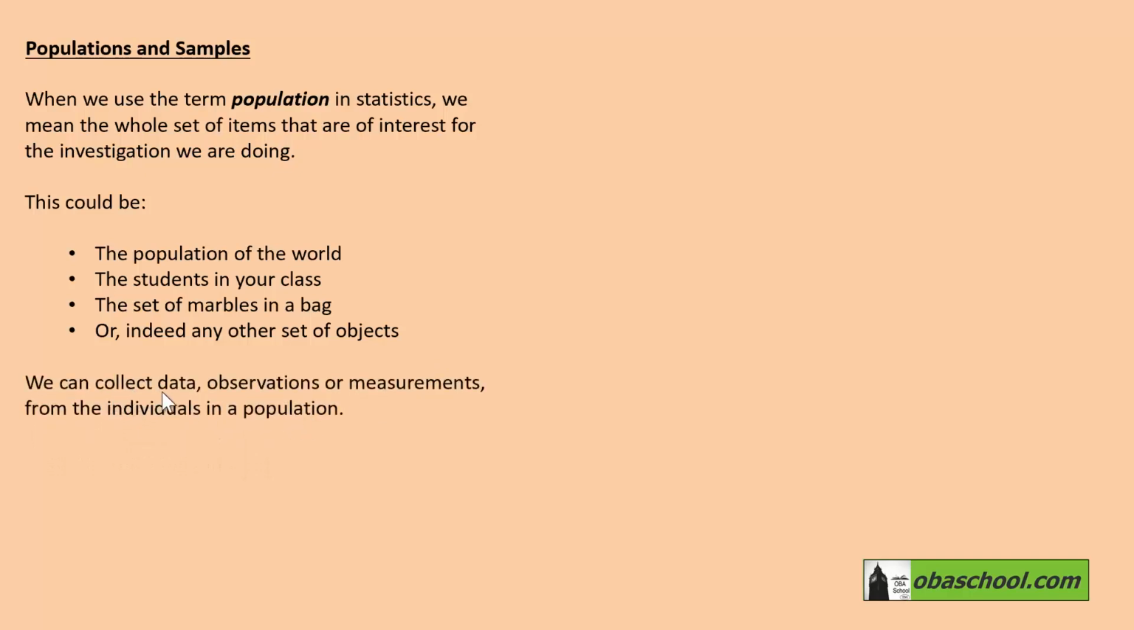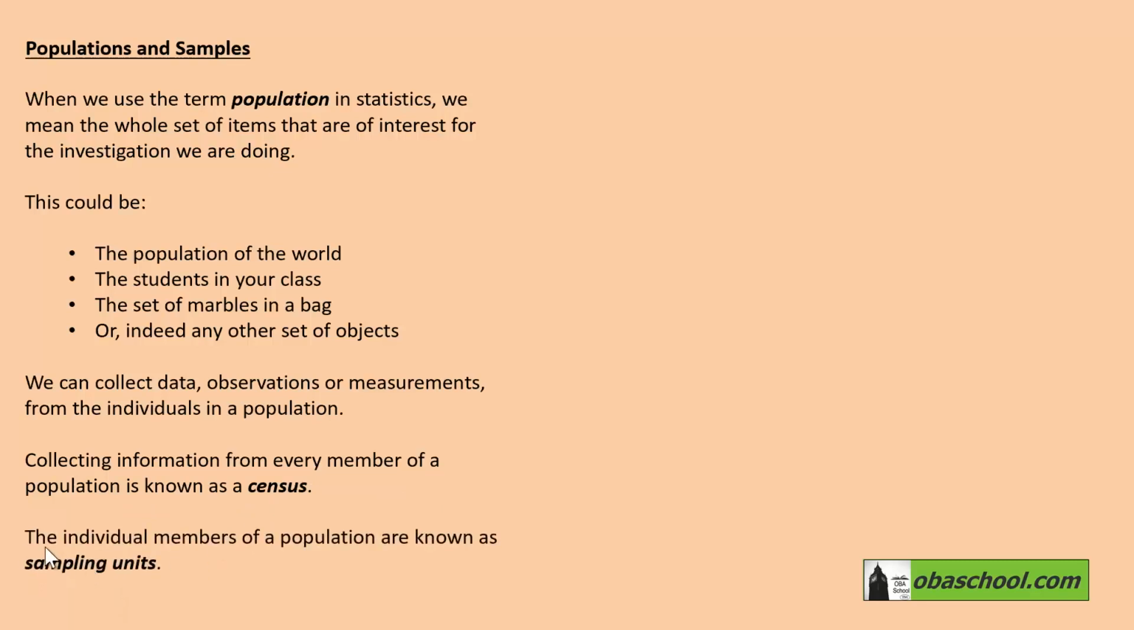We can collect data, observations or measurements from the individuals in a population. Collecting information from every member of a population is known as a census. The individual members of a population are known as sampling units. So if we're talking about the students in your class, the sampling units would be the individual students.